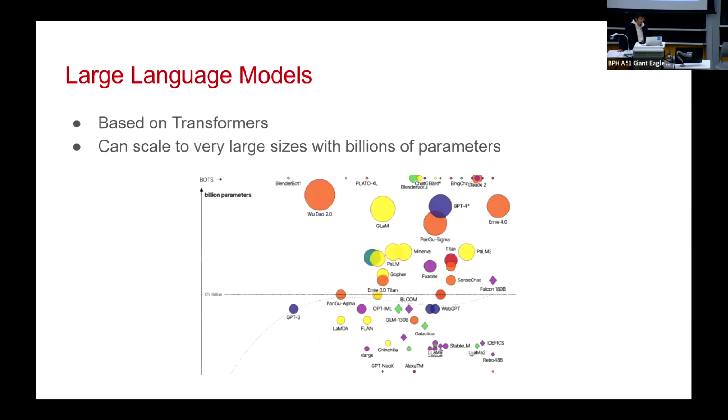So large language models today are based on transformers, and because of the scaling law that is essentially everywhere in deep learning, we can basically just escalate the size of our model. So if you take a look at this graph, which I believe is not comprehensive, you can see how these models have escalated to hundreds of billions of parameters.